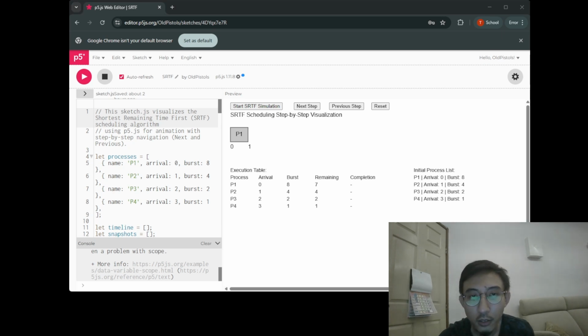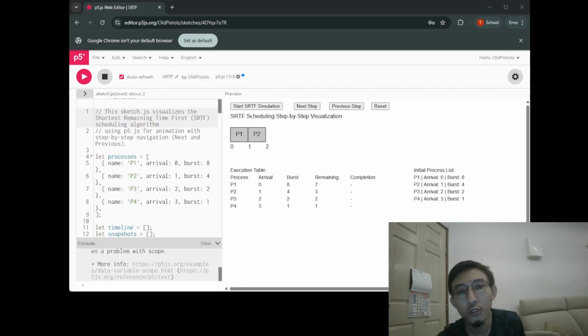At time 1, P2 arrived with a burst time of 4. Since P2's remaining time is less than P1's, the CPU preempts P1 and switches to P2. At time 2, now P3 arrives with a burst time of 2. Again, 2 is less than P2's remaining time, which is 3. So the CPU switches to P3.